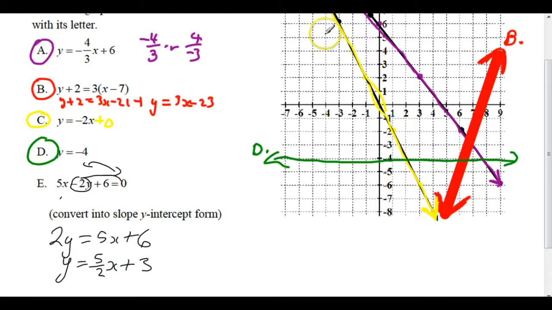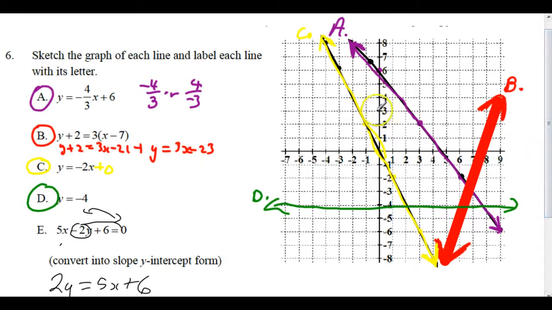And what color do we have? Blue. And let's move back up. So 5 halves x. Go up 5, right 2. Or go down 5, left 2. I should say or. I said and go down 5, left 2. Right? And do that a couple of times.